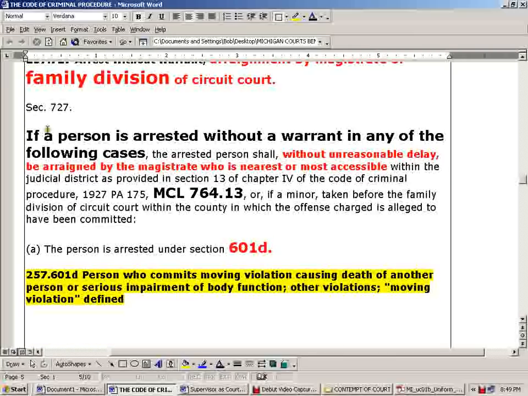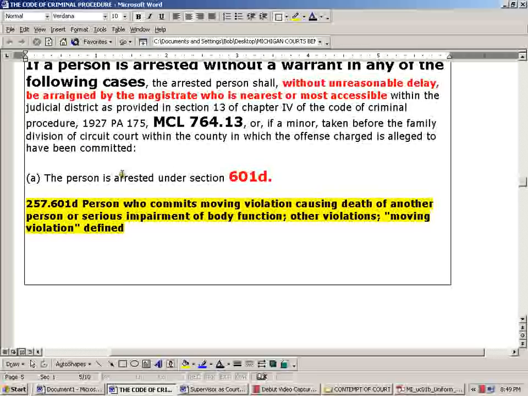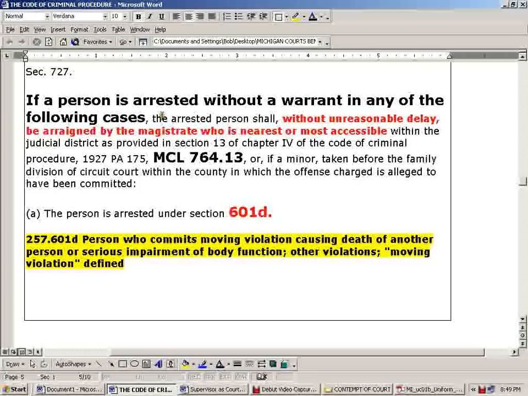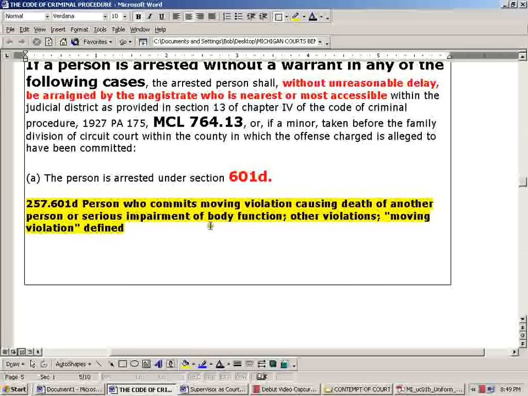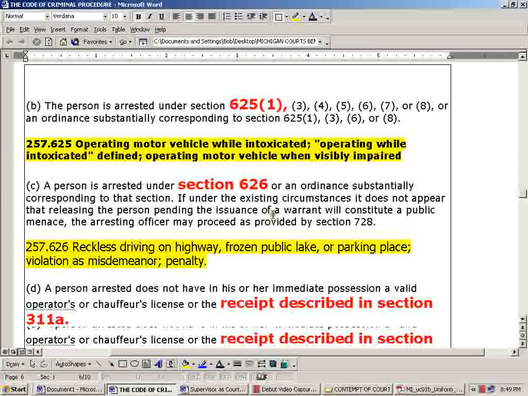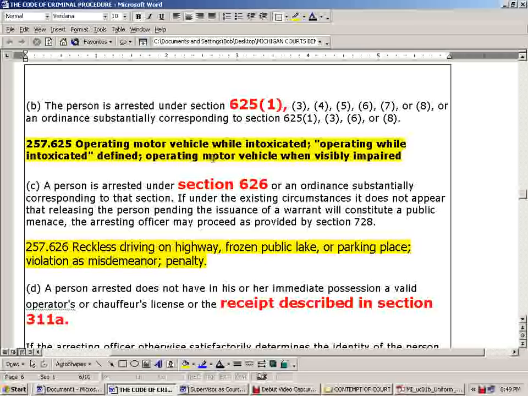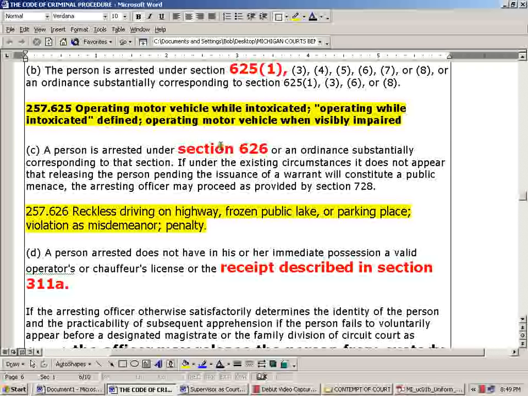If a person is arrested without warrant in any of the following cases, the arrested person shall, without unnecessary delay, be arraigned by a magistrate in the nearest and most accessible, yada, yada, yada. In any of the following cases: moving violation that caused death, operating motor vehicle while intoxicated, reckless driving on a highway. This intoxicated one is interesting. I had to go back and look. They had like 3 different levels of blood levels in there. It's like, well, which one are you picking from?